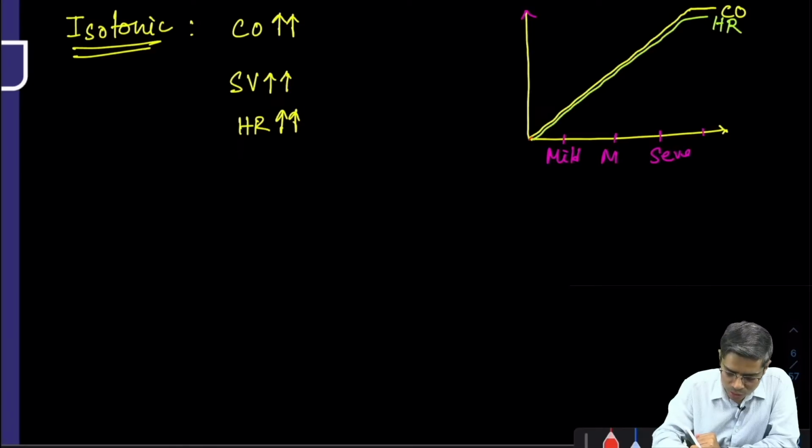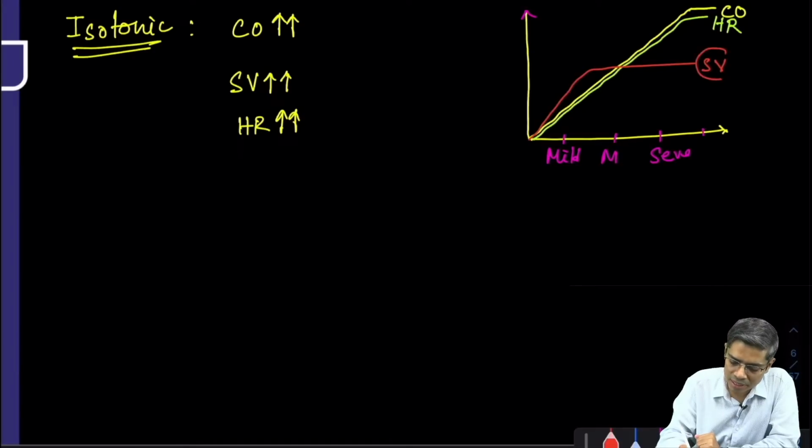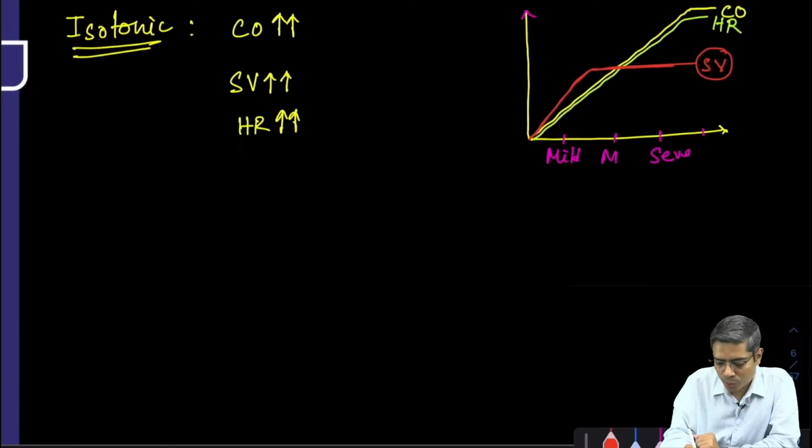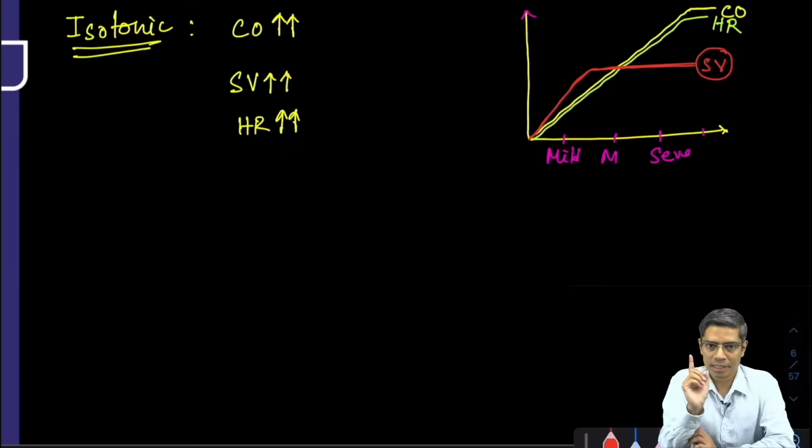The increase in stroke volume initially is very, very high, but after a little time point the stroke volume cannot increase further. Stroke volume is rising initially, but later on there is a plateau in stroke volume. So, how will the question be asked from here?